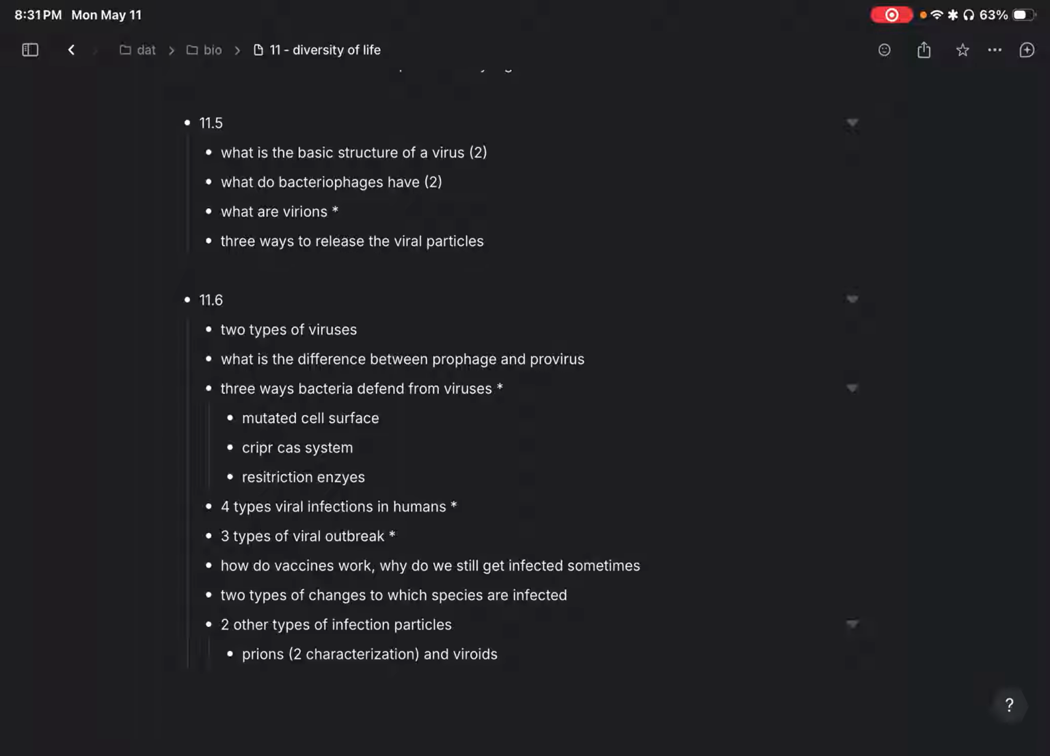Retrovirus, bacteriovirus. Oh, so retroviruses go from ssDNA to dsDNA. There's the lytic cycle, lysogenic cycle, which I already talked about, epidemic, endemic, pandemic, cell surface mutations. Okay, so it prevents phage from binding to it. CRISPR-Cas, that's just the other thing. Bacterial enzymes that can recognize and cleave specific viral DNA. Okay, so it's just breaking it down. Antigenic shift. Okay.